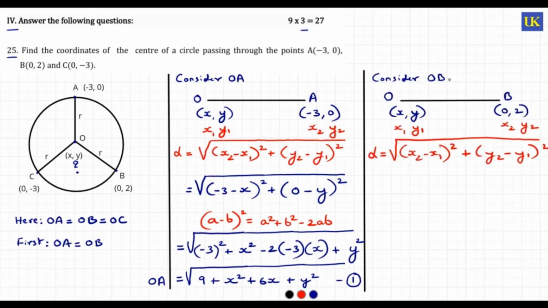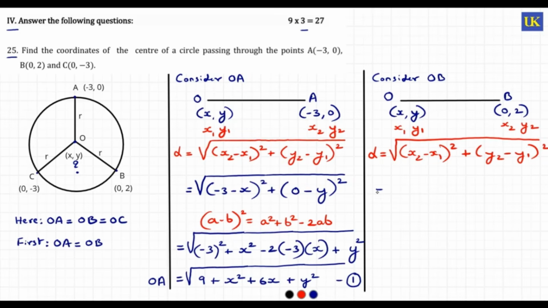Now guys, we will consider OB. So this line, OB, I have taken here. And the coordinates of O we already know, x and y, same. Whatever we took here, the same will remain for O. It is not going to change, because O is O. And for B I have written the coordinates 0, 2. I have taken O as x1, y1, and B as x2, y2, and again I am going to use the distance formula, because I have to find the length of OB. How we found the length of OA, similarly I have to find the length for OB, so I have to take the distance formula.